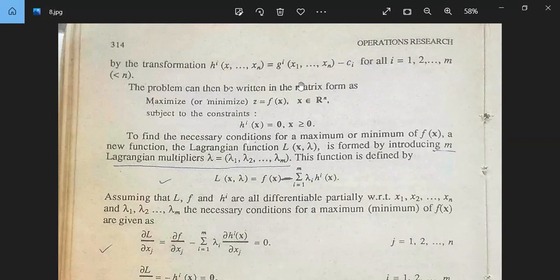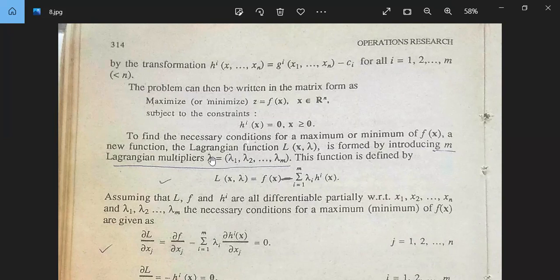The problem can then be written in the matrix form as maximize or minimize z equal to f(x), x belongs to Rn, subject to the constraint h(x) is equal to 0 and x greater than or equal to 0. तो अब ये प्रॉब्लम हमारा हो गया, जनरल केस हो गया. To find the necessary conditions for a maximum or minimum of f(x), a new function, the Lagrangian function L(x, lambda), is formed by introducing m Lagrangian multipliers.